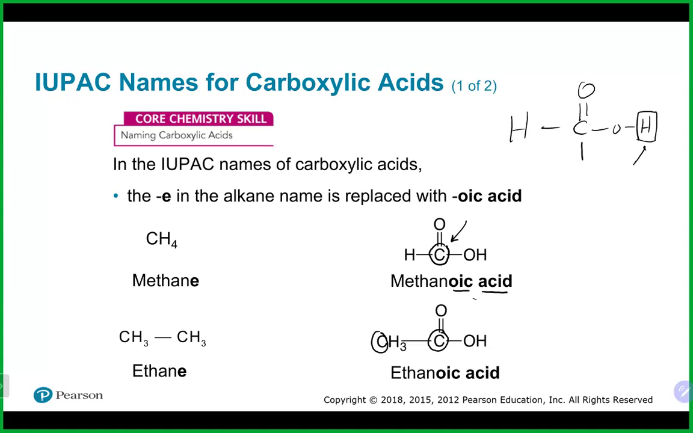That should always be carbon number 1 if you need a number for somebody else. So for example, if you had something like this, for example. Why don't you give it a try? What do you think you would call that thing?